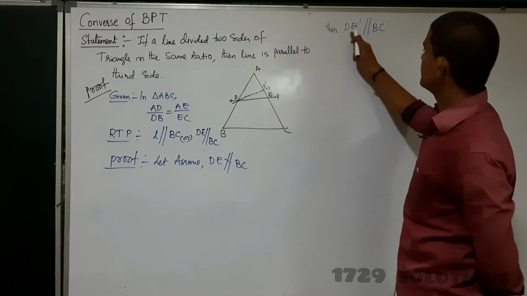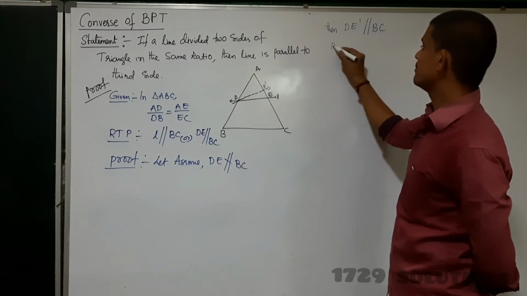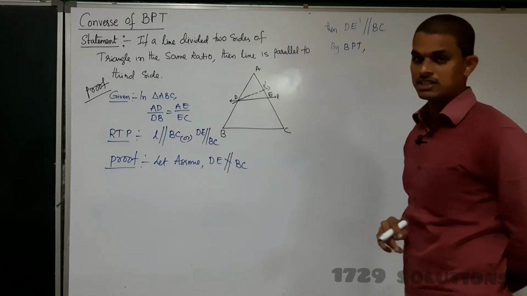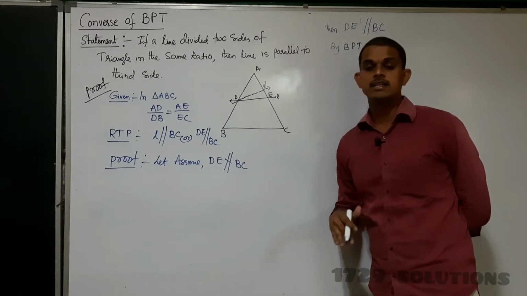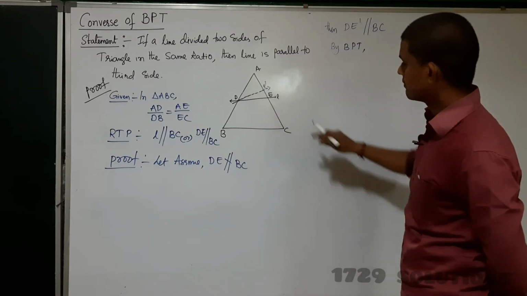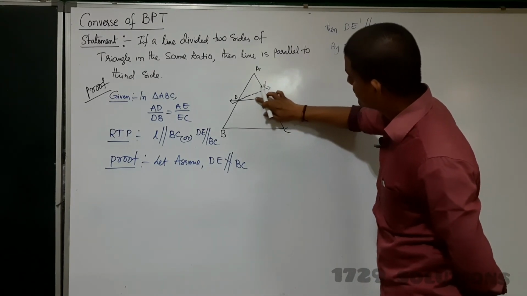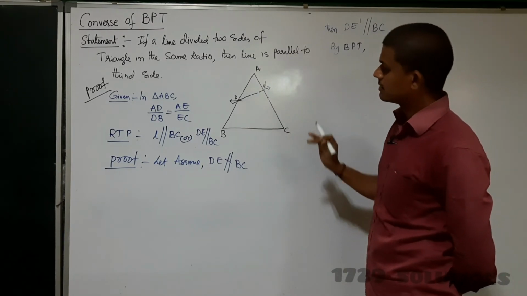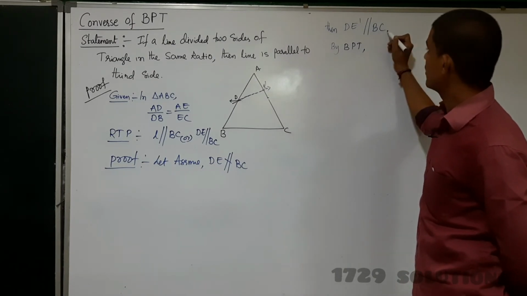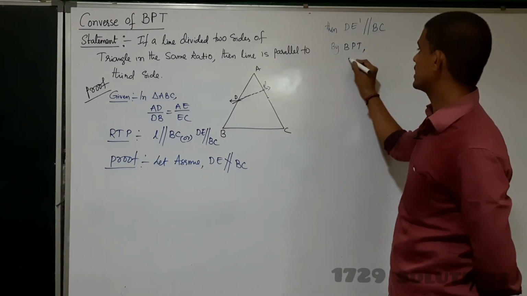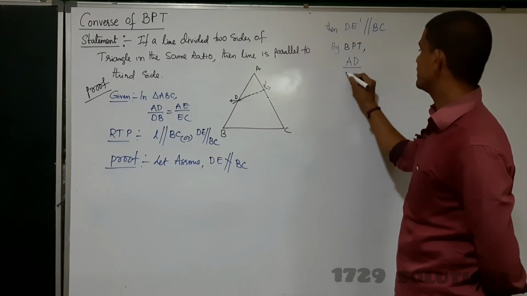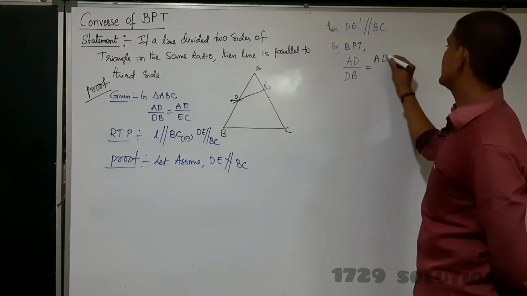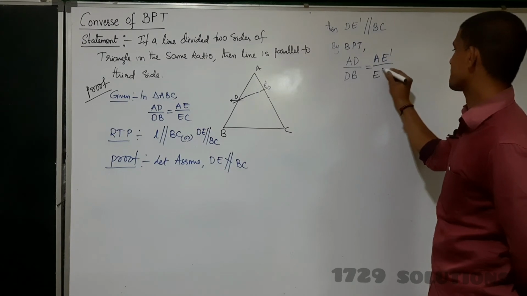If DE dash is parallel to BC, by BPT theorem what can you say? What is the BPT clearly mentioned: if a line is parallel to one of the sides, then it divides the other sides in the same ratio. So forget this E point, first of all see about the line. It looks not parallel, but we are taking here that it is parallel. So with the help of the parallel lines property, by BPT theorem we are going to say that AD by DB is equal to AE dash by E dash C.